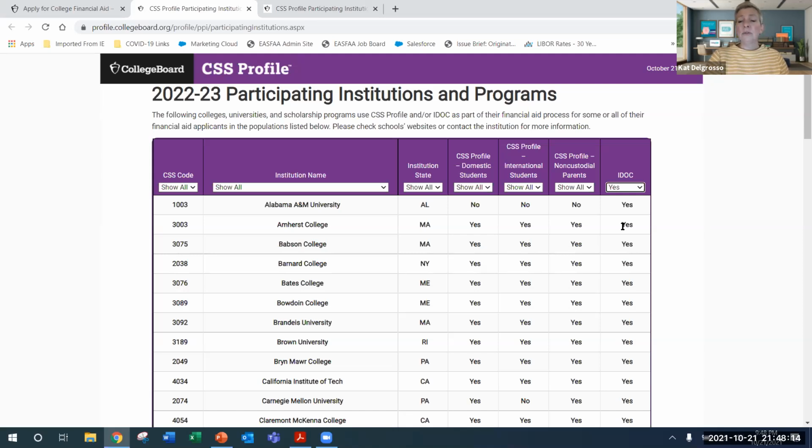But let me just tell you though, not everybody may be asked for it. So even though Amherst has it listed here, they may only ask for it from certain families. So you just have to wait and see if they need it from you, because it may not be 100% of the population is what I meant.